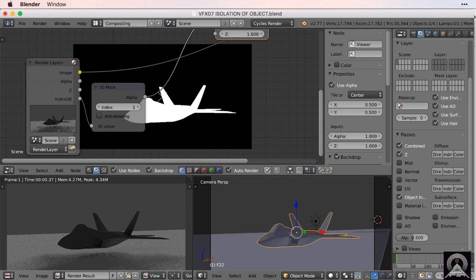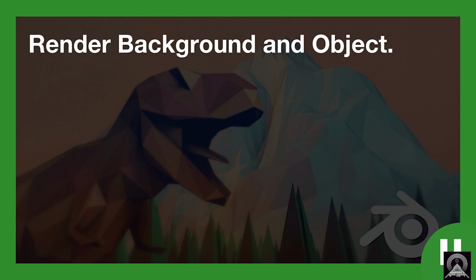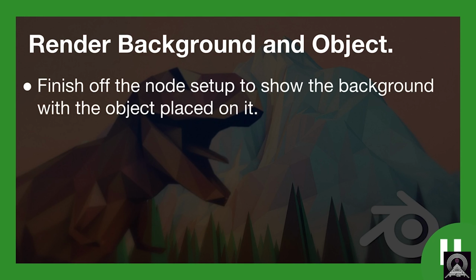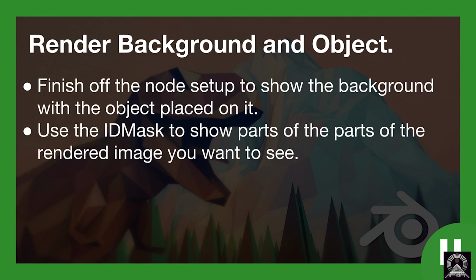Brilliant. And of course, that leads us nicely on to a challenge. I would like you to go ahead and render the background and the object together. So finish off the node setup to show the background with the object placed upon it. You'll need to use the ID mask to show parts of the rendered image you'll want to see. Pause the video now and give that a go.